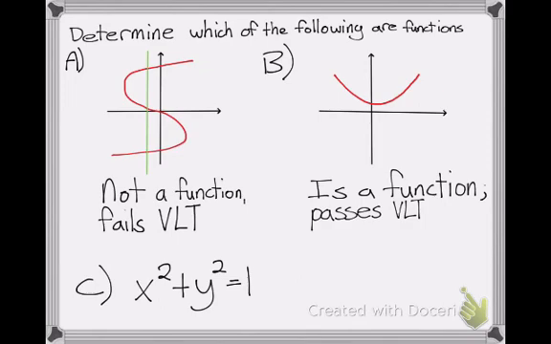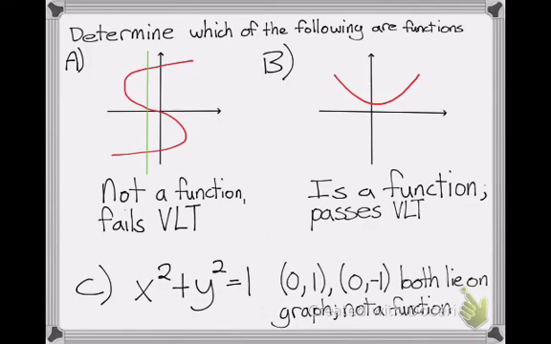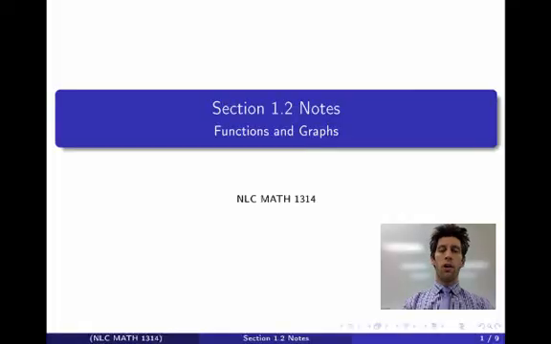But one thing that you'll notice in this case is that both (0, 1) and (0, -1) lie on the graph. That is, the input x equals 0 corresponds to 2 distinct outputs, y equals 1 and y equals -1. As a result, by definition, this equation is not a function. So that concludes the lecture for section 1.2 on functions and graphs.